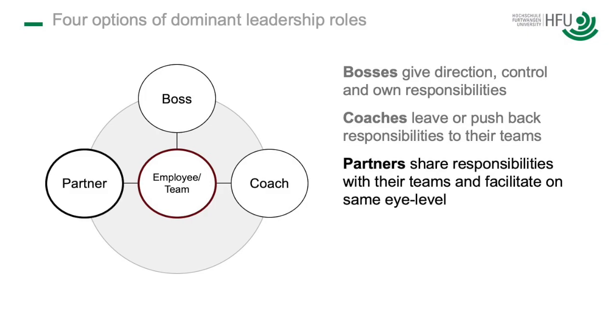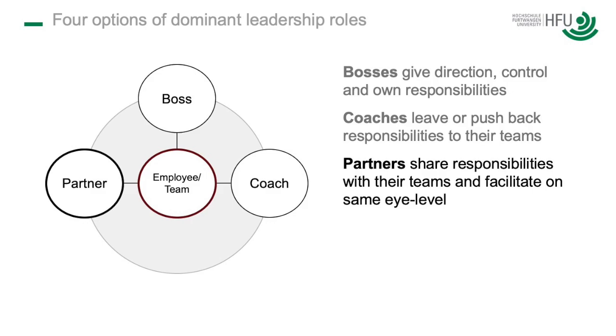A partner, if a manager acts like a partner, he or she will always share responsibility with the teams, and they primarily facilitate on the same eye level. Meaning, if there is a problem, for instance, or if there is a decision to be made, the manager will always say, hey guys, can we sit together and talk about this? I guess there's a problem. Do you share this idea that there is a problem? Okay, so let's jointly sit together and jointly find a solution. Let's think about what we should do. So you hear it? It's always we, together, common.